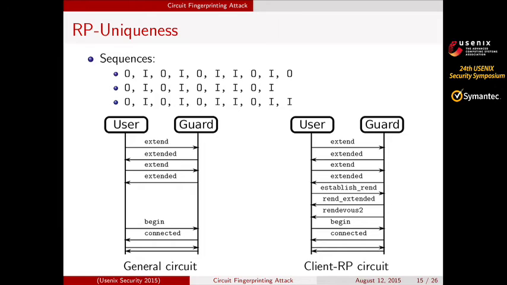So this is the circuit construction phase of Tor for general circuits and client RP circuits. In the case of general circuits, what happens is there's an outgoing cell, incoming cell, outgoing cell, incoming cell, and outgoing, incoming. So it's just zigzag. But in the case of client RP, there are these, I'm not sure if you can see the red, but there are these 3 special cells that are associated with the rendezvous point. And as soon as those 3 are identified, the classifier can immediately say those are client RPs. As I mentioned before, these circuits have very particular starting patterns, and that's very identifying.